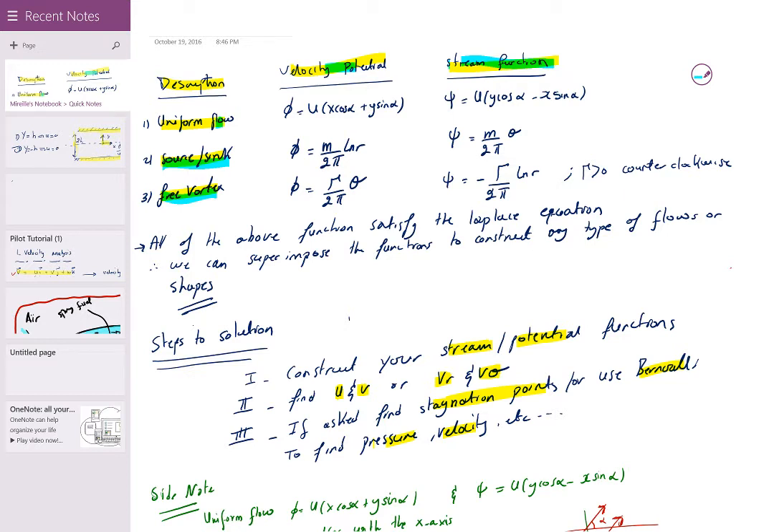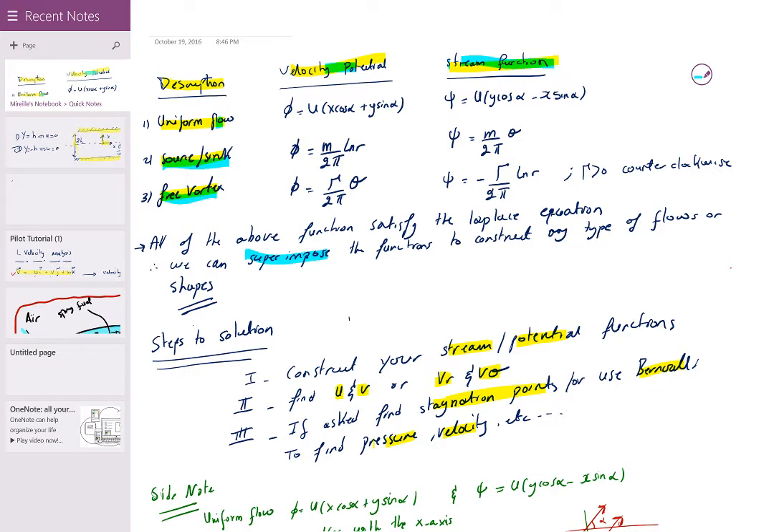By knowing this, we can superimpose the functions to construct any type of flow or shapes, just as we did in the lab, where we were able to create the half Rankine body. We're able to see what's the effect of a source with a uniform flow and whatnot.